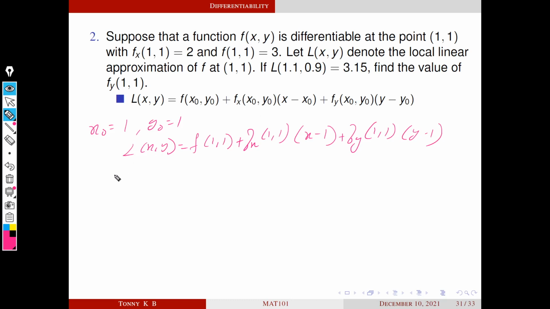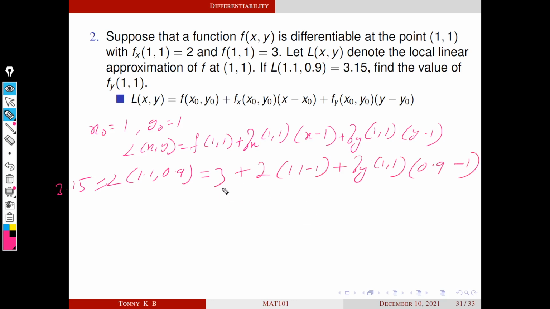So you consider L of 1.1 comma 0.9, and its value is given, that is 3.15. And what about the right hand side? What is f of 1, 1? F of 1, 1 is 3. So this is 3 plus 2 times, fx at 1, 1 is given, that is 2. What about x minus 1? X is 1.1, so 1.1 minus 1, plus fy at 1, 1 is unknown, that is not given, we have to find that value, into y minus 1. What is y? Y is 0.9, right?